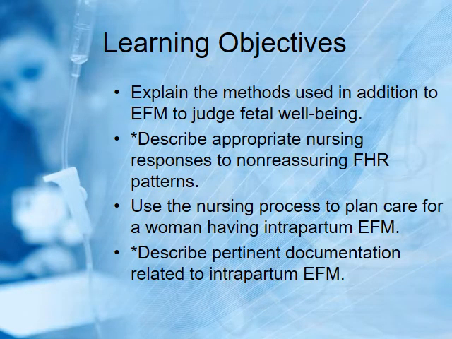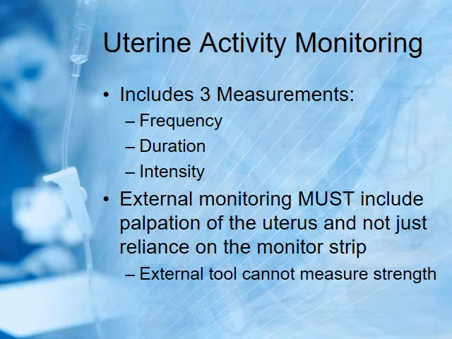Explain the methods used in addition to external fetal monitoring to judge fetal well-being. Describe the appropriate nursing responses when there is a non-reassuring fetal heart rate pattern. What do you as a nurse need to do? And then use the nursing process to plan care for the woman having fetal monitoring, and then how to document it. All right, uterine activity, we'll start there.